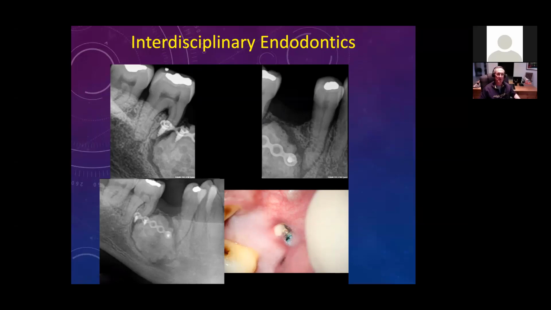And the answer is, the periodontist wanted me to evaluate the teeth on either side of the space for endodontic issues. So this tooth was tender and hyperresponsive to cold, what we would call irreversible pulpitis. This tooth had a necrotic pulp.